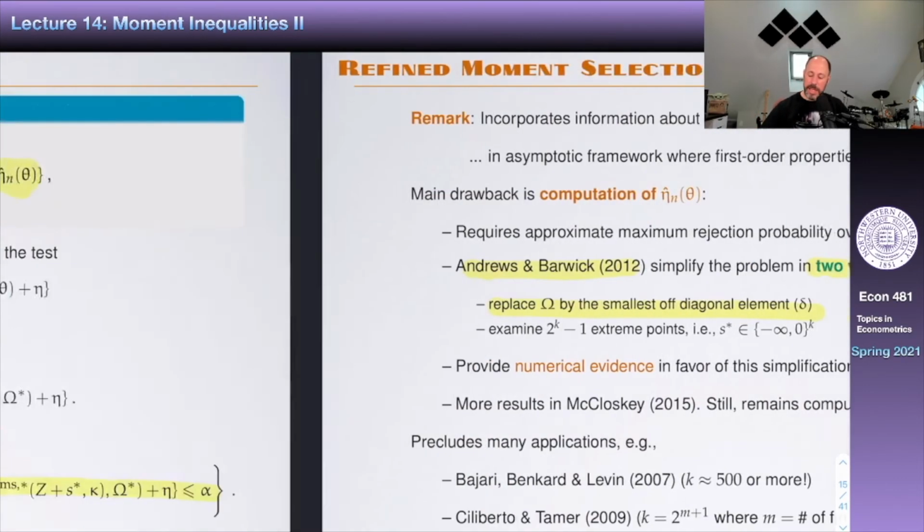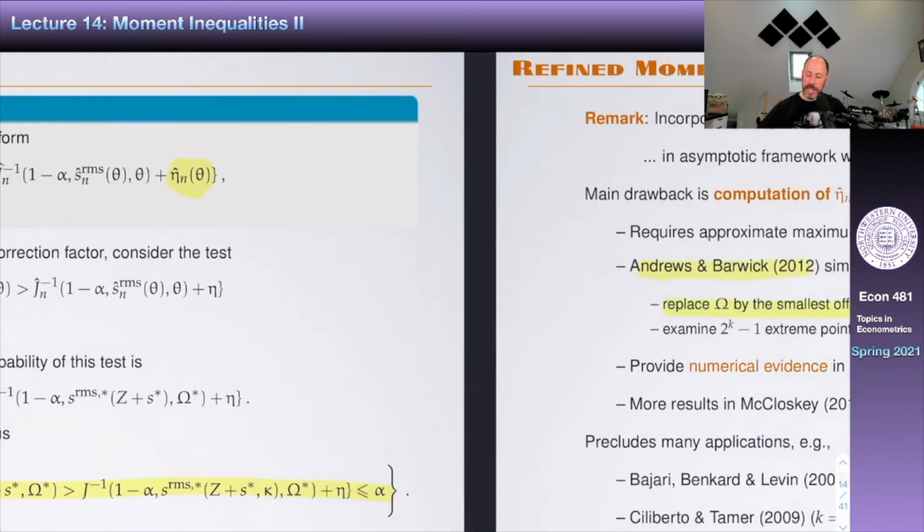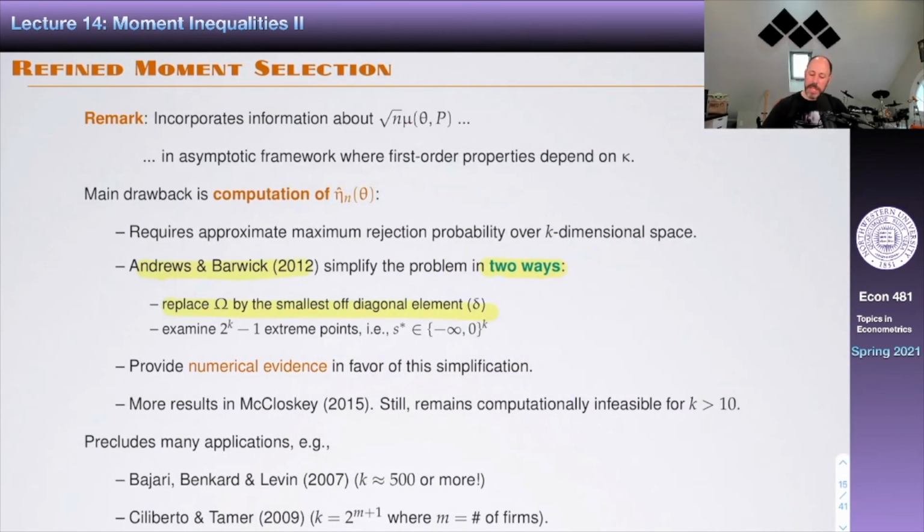And then this problem over here, I just want you to look at that we have a supremum here over all s's from negative infinity to 0 in Rk. Well, that looks like a complicated problem. We're going to replace that with negative infinity and 0. So s can only take two values, 0 and negative infinity. So they make these two simplifications.